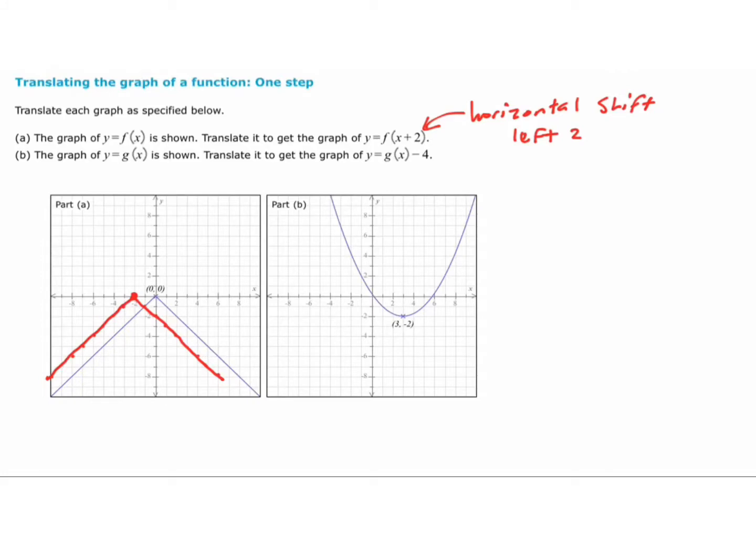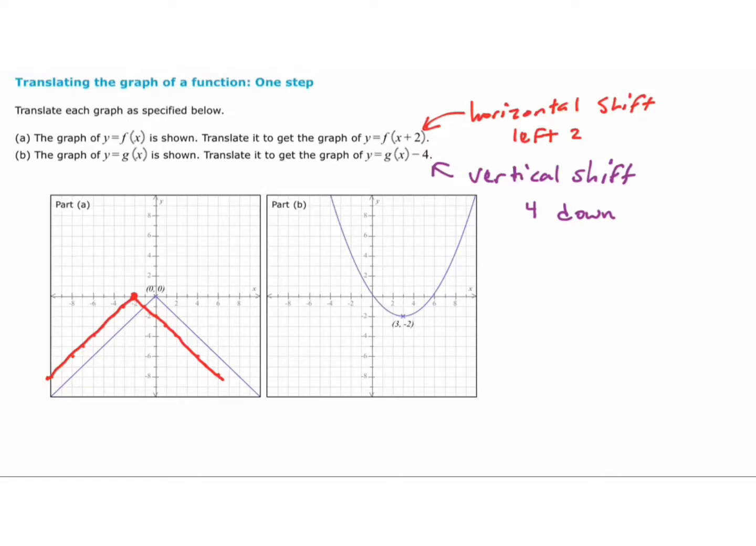In question B, it says the graph of y equals g of x is shown. Translate it to get the graph of y equals g of x minus 4. When the constant addition or subtraction is attached after the function and not directly to the x, in this case to the g of x, this is going to be a vertical shift. So this is a vertical shift, and in this case it is 4 down.